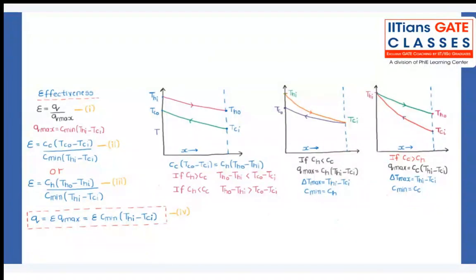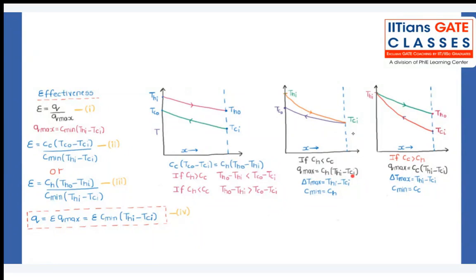So under this hypothetical case, it can experience the maximum possible temperature difference. What is that? My hot fluid, which is coming in at THI, I can cool down to TCI only. THI minus TCI is the maximum temperature difference which exists between the fluids. So if my cold fluid heat capacity is greater than the hot fluid, the hot fluid can go through the maximum possible temperature difference, cooled till TCI. So Q max will become CH into THI minus TCI.